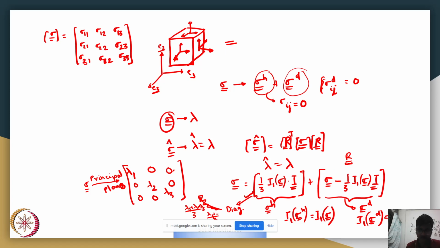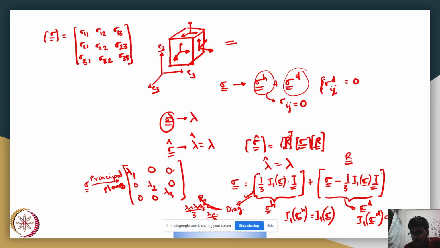How has the second part become zero? In the sigma tensor matrix diagonal, we have sigma 11, sigma 22 and sigma 33, but in the minus part we have sigma 11 plus sigma 22 plus sigma 33 by 3. So when we do sigma 11 minus one third of sigma 11 plus sigma 22 plus sigma 33, it is not equal to 0.